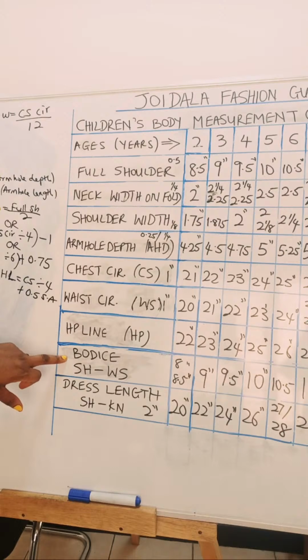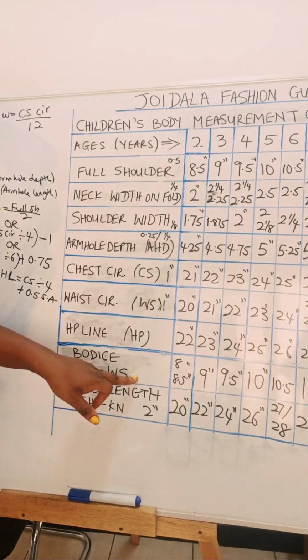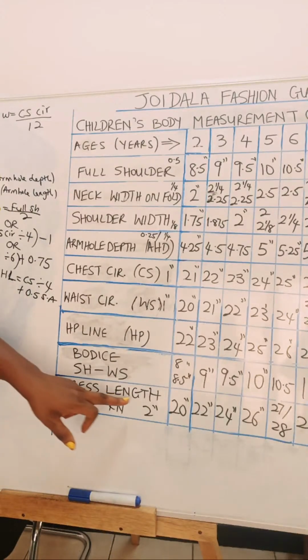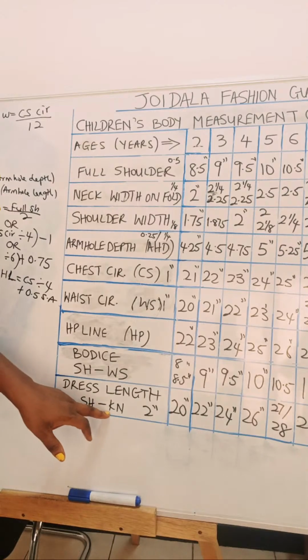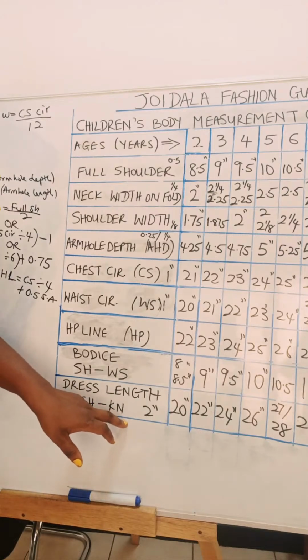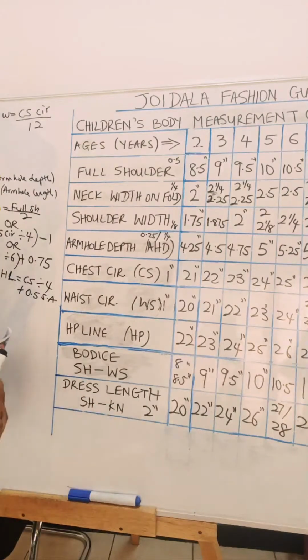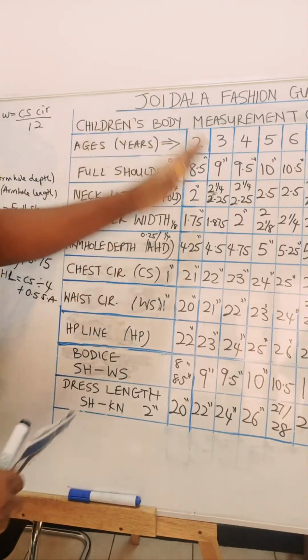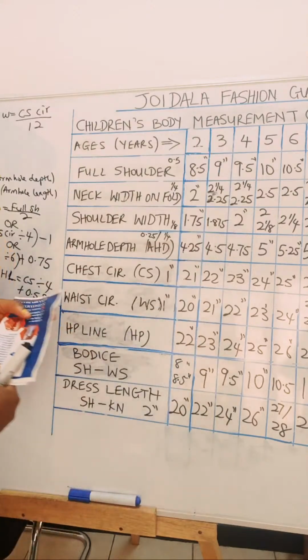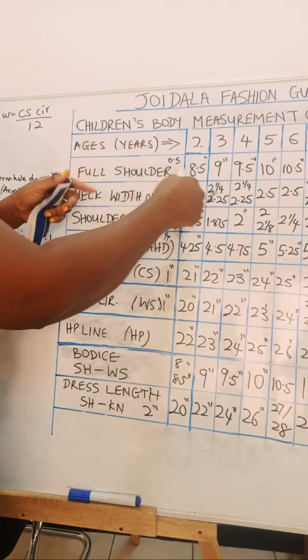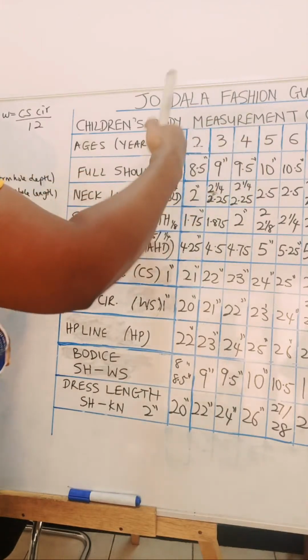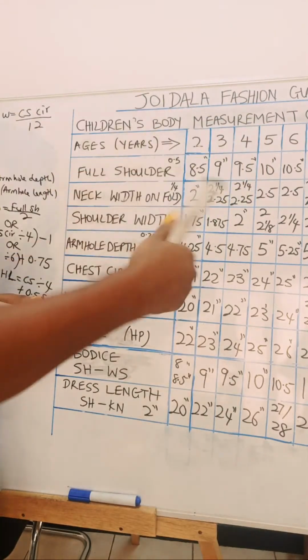Then we have the bodice. I already explained that the bodice is the shoulder to the waistline. And then we have the dress length. The dress length is from the shoulder to the knee. Now, there's one interesting thing to know about this measurement. For full shoulder, there's always an increase of 0.5 inches or half inch.